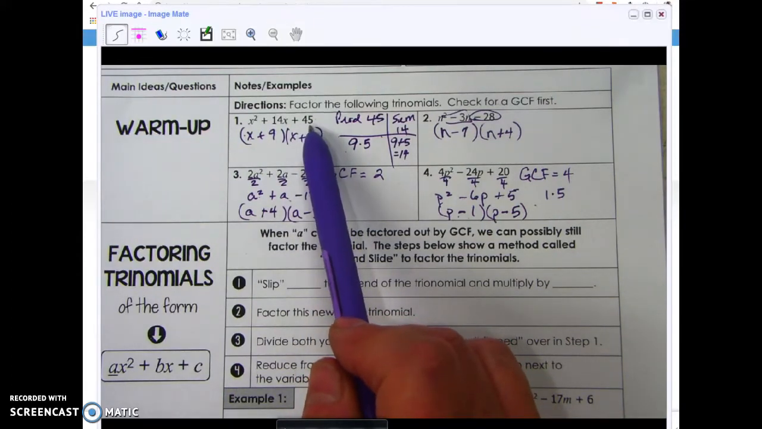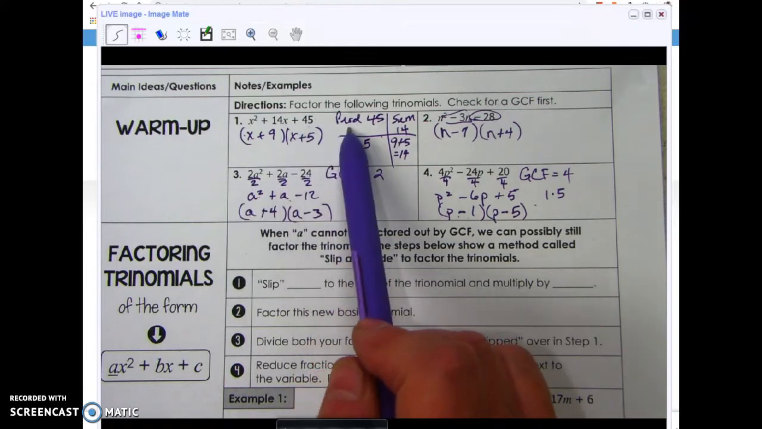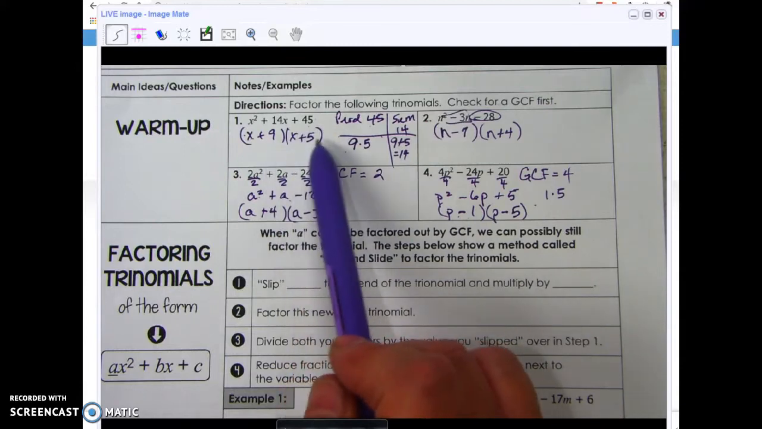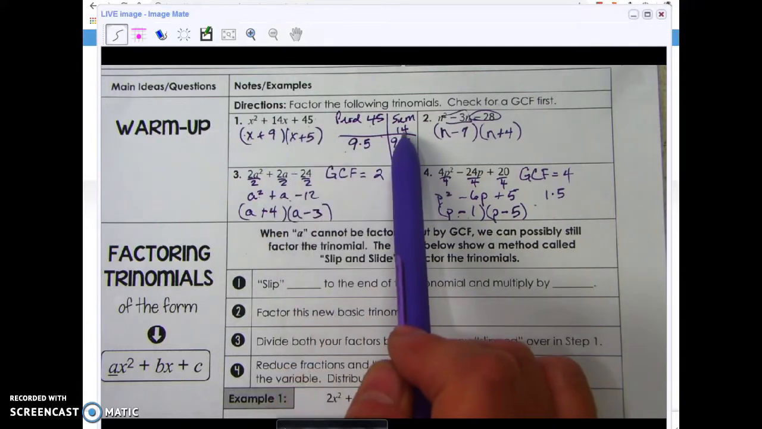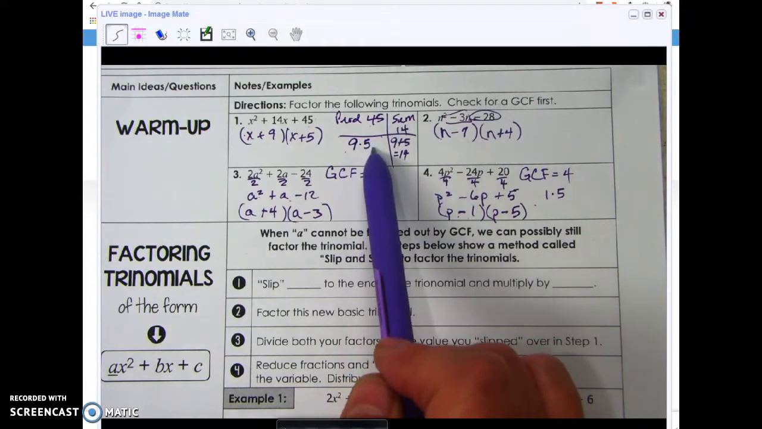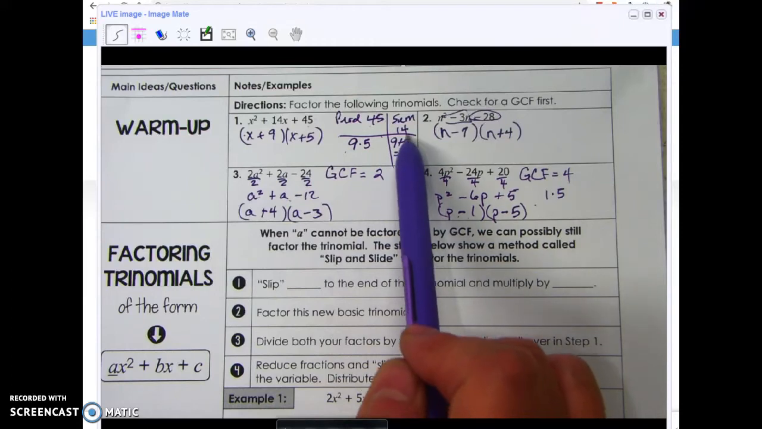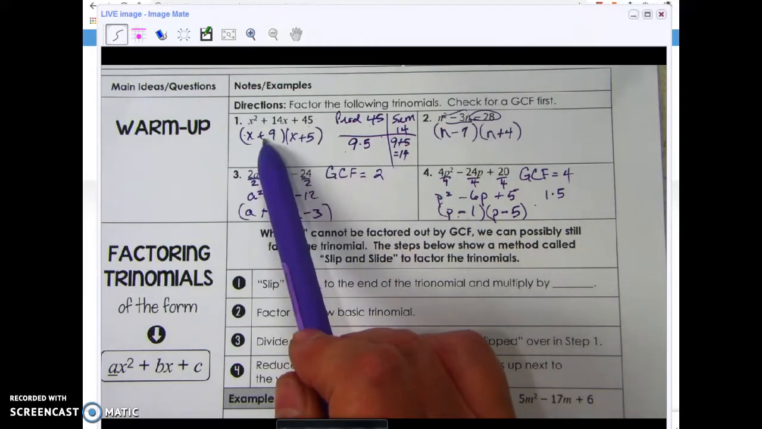45 first. What two numbers multiplied together give me a product of 45, and then those same two numbers added together give me 14? So my product is 45, 9 times 5. Add those together, 9 plus 5, I get 14. So those are the two numbers that go into the rest of the equation, or into the factoring.